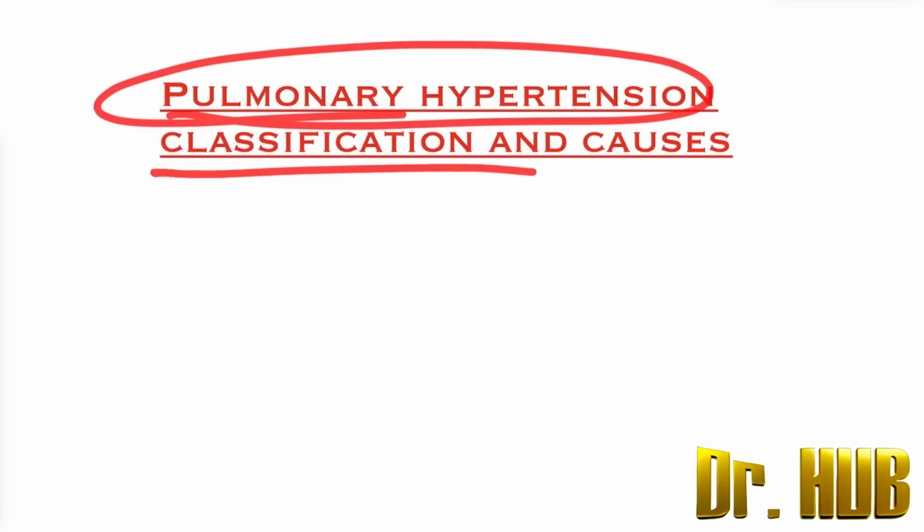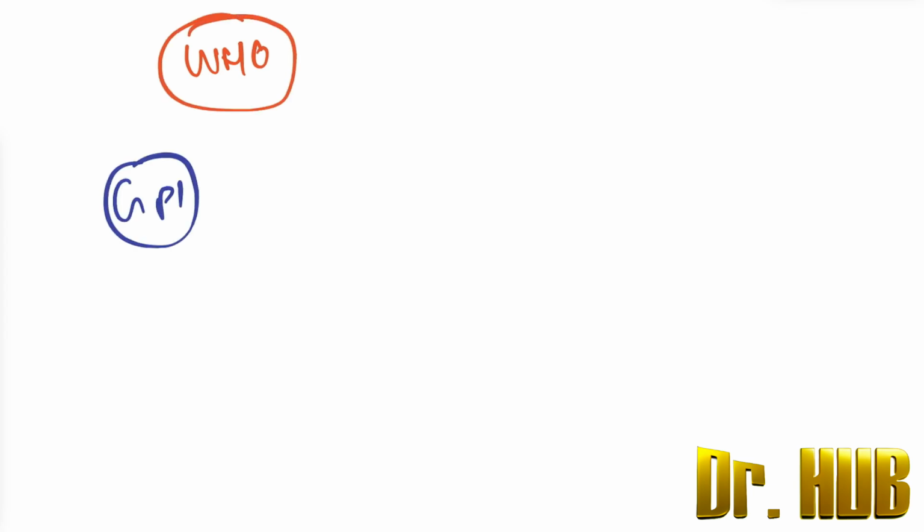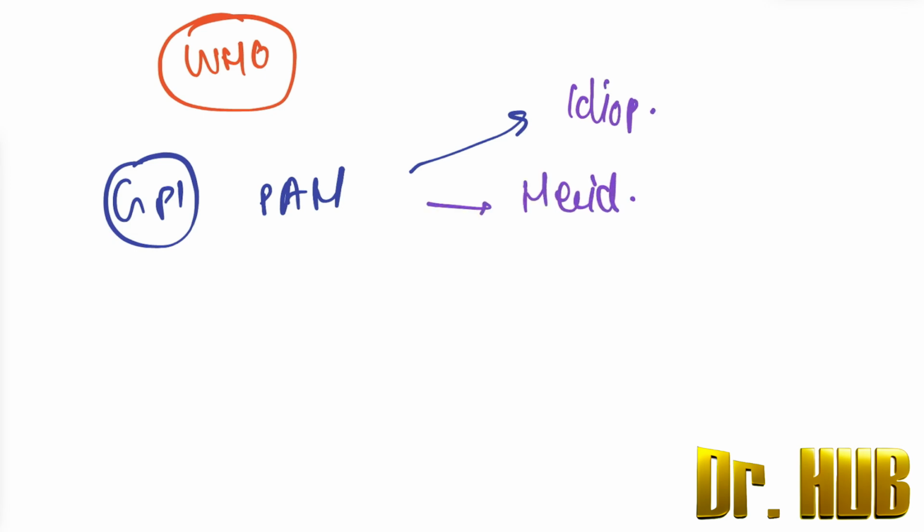Pulmonary hypertension: we are looking at the classification as well as the causes. Based on their mechanisms, it is divided as per the WHO. Group 1 is pulmonary arterial hypertension. So what are the causes of this? It can be idiopathic. Next, it can be due to hereditary PAH.